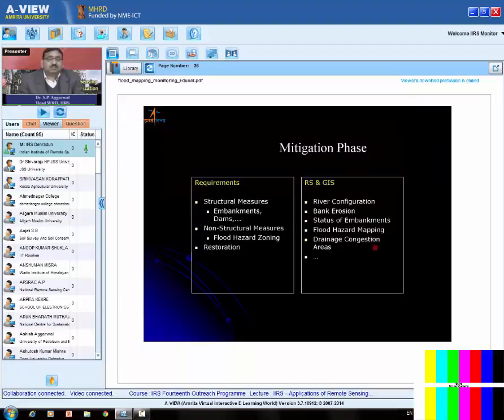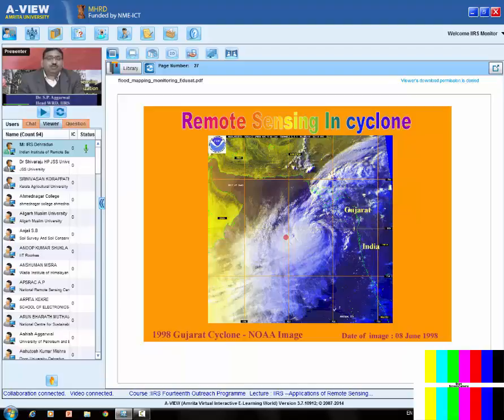Now I put this topic of cyclone because, though I am not supposed to cover it, cyclones bring a lot of rain, and because of those rains, a lot of floods take place. So how do you manage it?